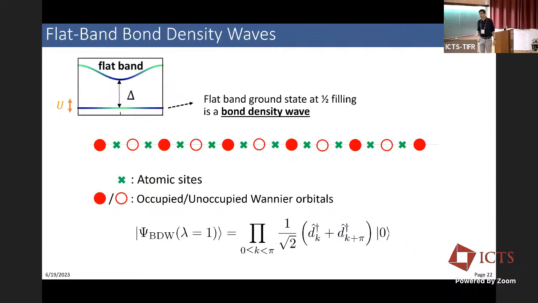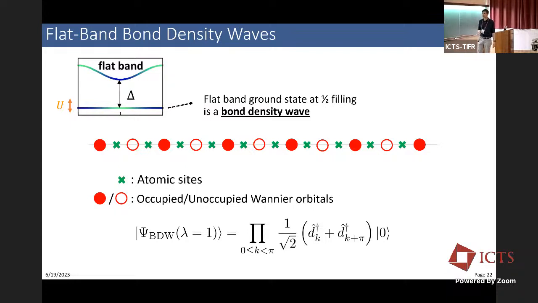Now, the ground state of the system is extremely simple. In the limiting case where the lower band becomes flat, we can actually solve this analytically. The ground state, at least at half filling in that flat band, forms a bond density wave, where in the topological phase of the system, the Wannier orbitals are localized on bonds in the one-dimensional chain. And these bond-centered orbitals are going to be filled, unfilled, filled, unfilled, forming a bond density wave ground state.